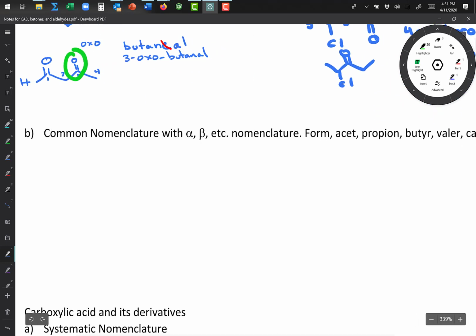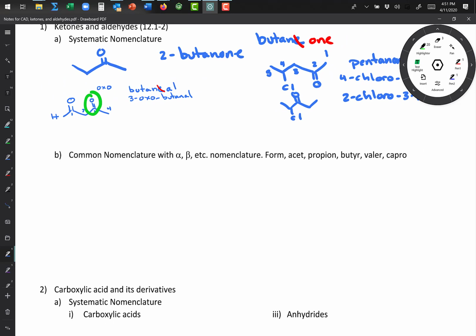Now, this is what's a little bit different. You're going to need to know some of the common nomenclature that's associated with aldehydes and ketones. And to do that, you need to know some new prefixes. I'm not going to make you memorize all the prefixes, but I'm going to have you go through 5. So this is form, that's 1. Acet, that's 2 carbons. Propion, that's 3. Butyr, that's 4. Valer is 5, and I'm going to write it like that. That's the Roman numeral 5.